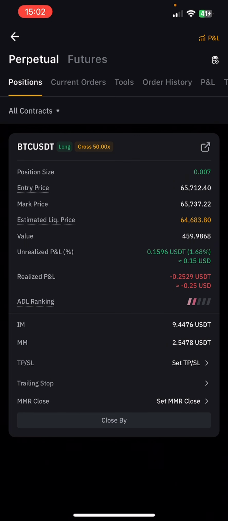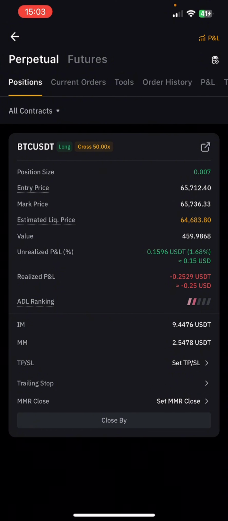If I tab in here, this is the summary of the entire trade. This is the position size 0.007. This is our entry price 65,712.40, and this is the market price 65.73, which means Bitcoin has increased since we entered. You see this yellow estimated liquidation price. If Bitcoin continues to drop and reaches 64,683.80, we are going to go out of the market, and we are going to lose our entire $10.